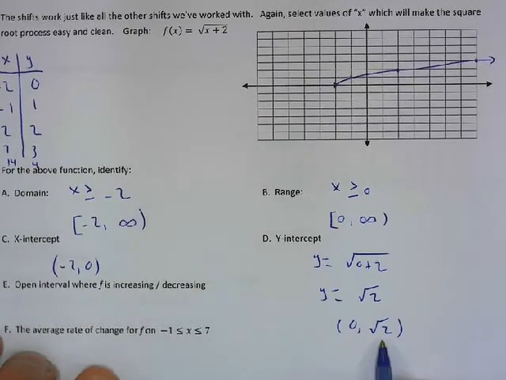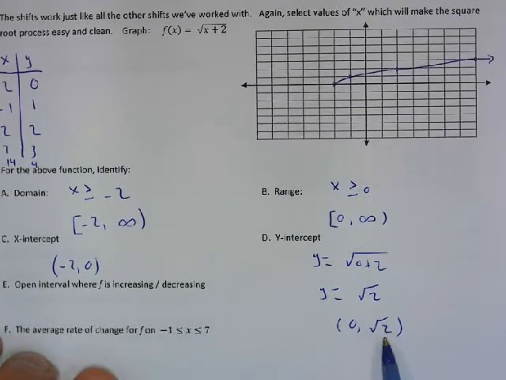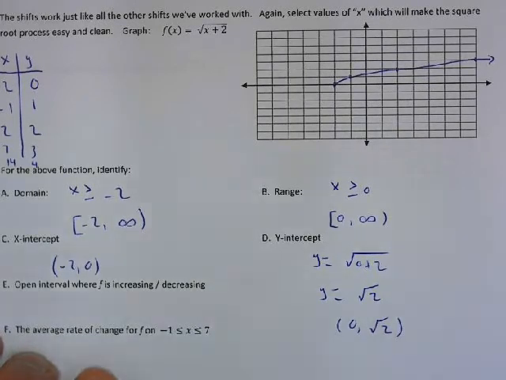And yeah, root 2 is 1 point something. We can get an approximation if we punch it in a calculator, but we don't want an approximation. We want the exact answer. So the exact answer is at (0, whatever the square root of 2 is). Okay, so just leave it like that in your answer. No need to get a calculator.